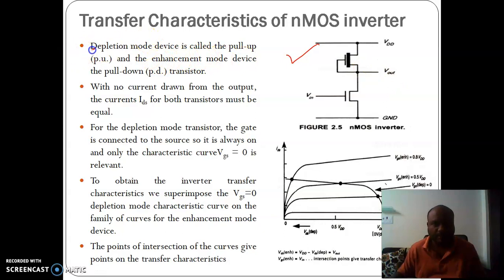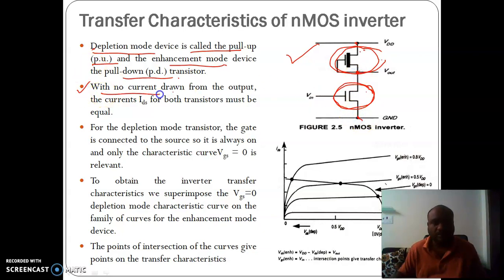See here, the depletion mode device is called a pull-up device. This is the symbol for depletion mode. You can differentiate the symbol between a depletion mode MOSFET and an enhancement mode MOSFET. This is called a pull-up device. Why? It is pulling the output towards the supply. And the enhancement mode device is a pull-down transistor. This is the enhancement mode transistor, called a pull-down device. Why? It is pulling down the output towards the ground.